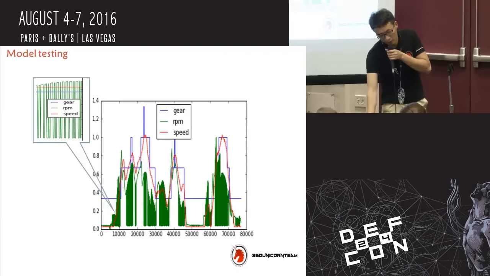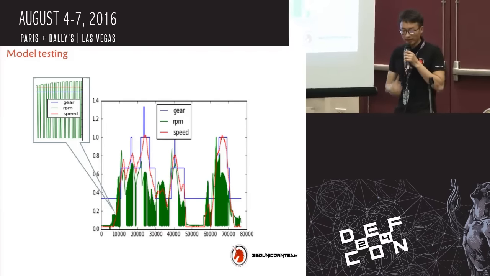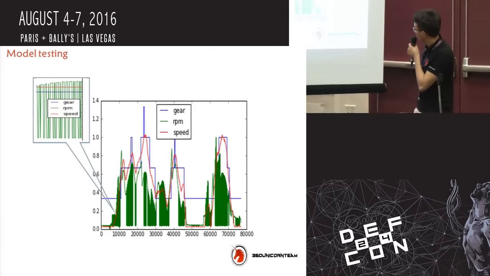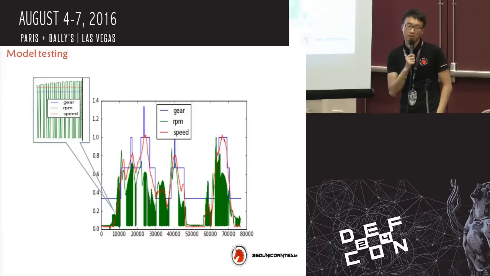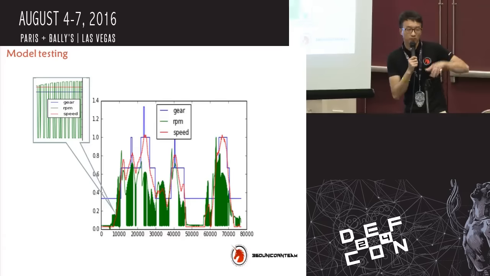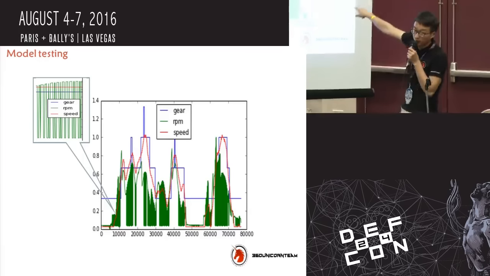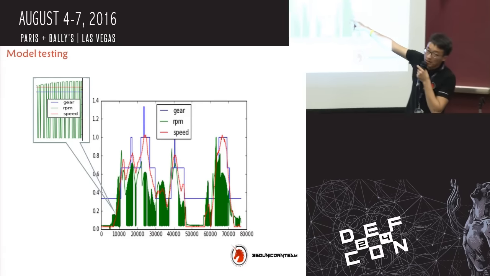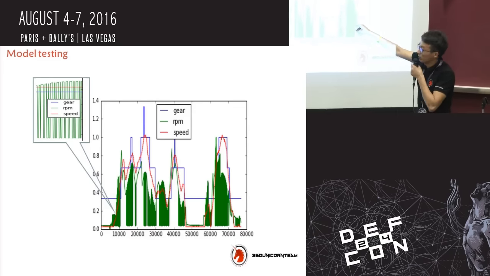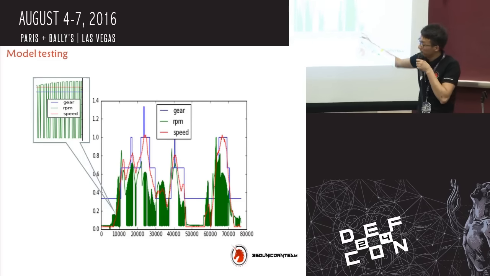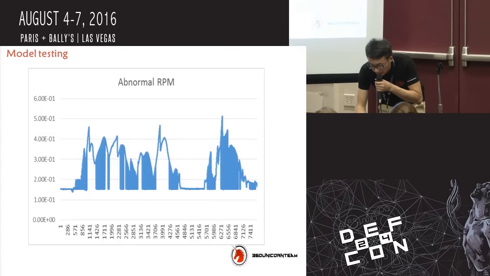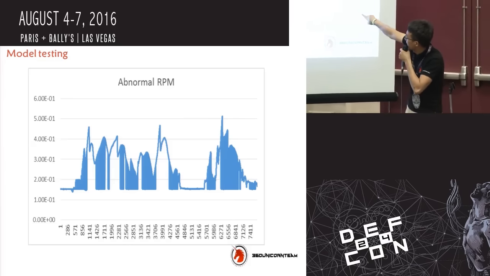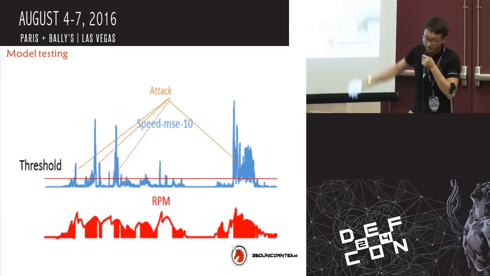So let me try this on an attack. This attack is like the attacker is replaying the RPM, spoofing the RPM with the original. The right RPM is also transmitting on the network. So you can see that the RPM, when you plot it, is oscillating, because they are sending at the same frequency. You can see the curve oscillating on the top left corner. And this is the abnormal RPM. If you zoom in, those black sections are oscillating curves.